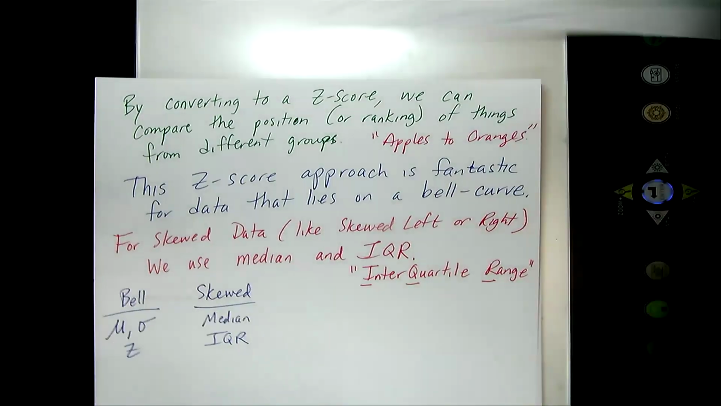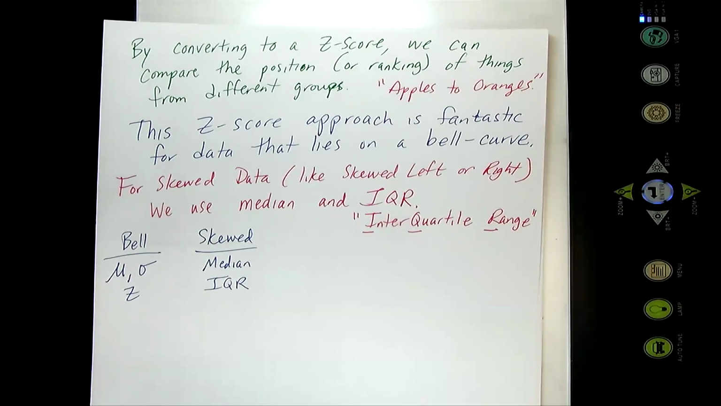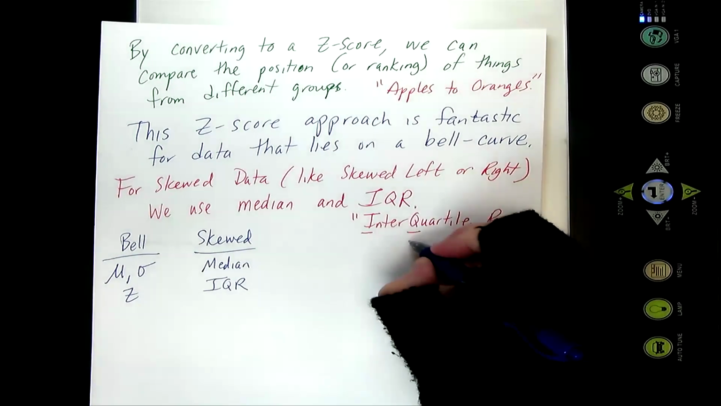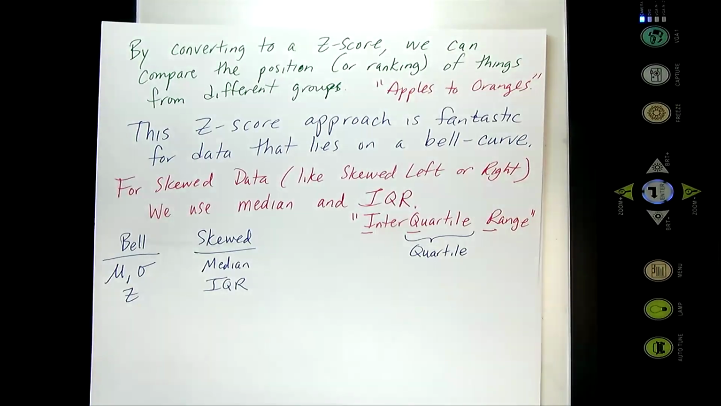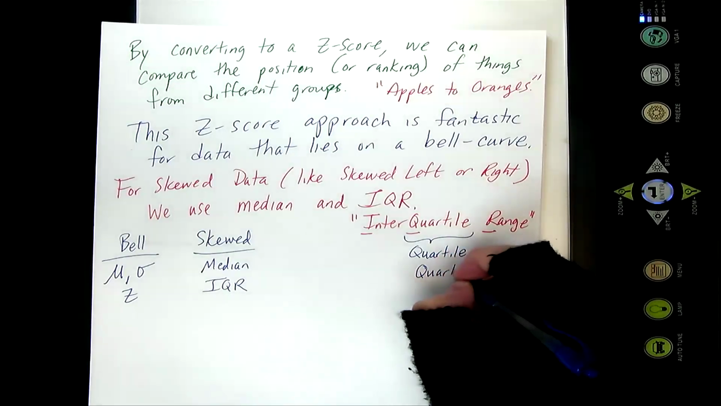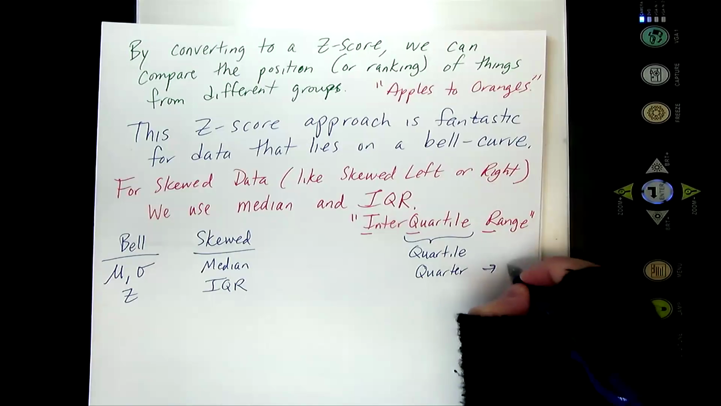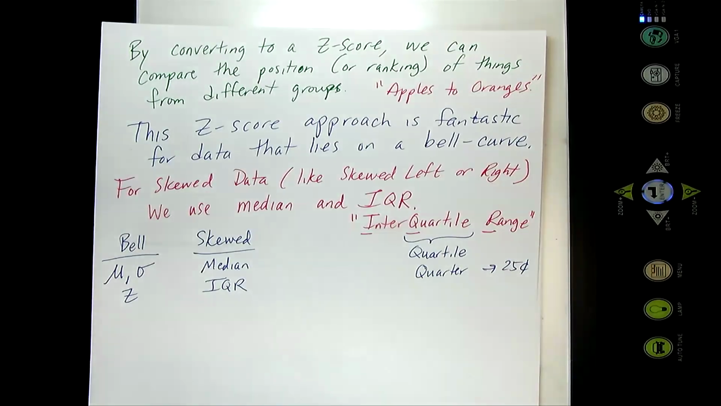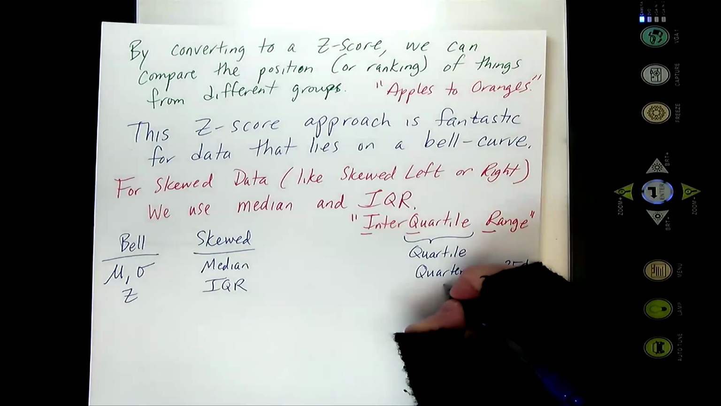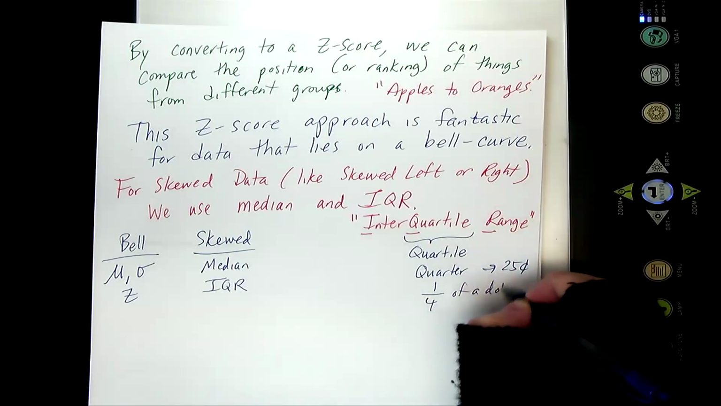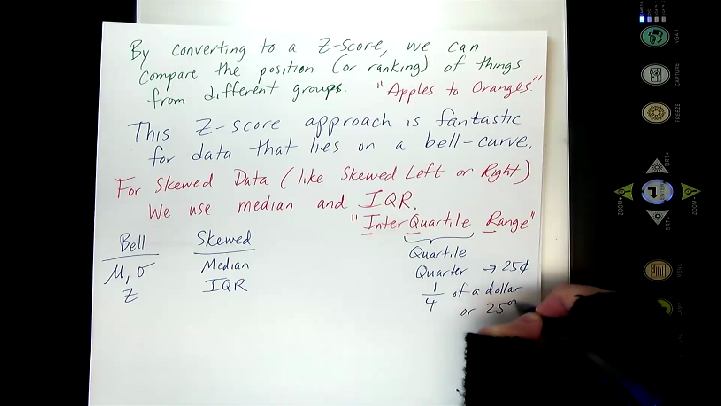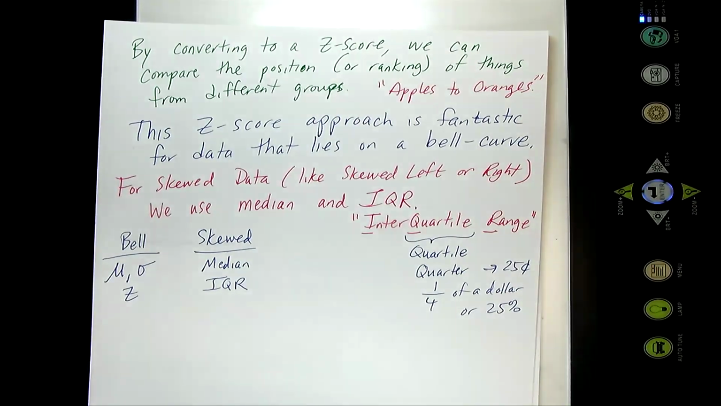So what is this IQR? This has the word quartile in it. What word does that sound like to something you know in real life? Sounds like a quarter, right? A quarter is 25 cents. Or we treat it as a fraction of a dollar, it's 1/4 of a dollar, or 25% of a dollar. And I think 25% is the easier way to look at this.